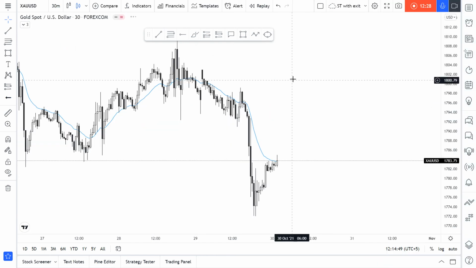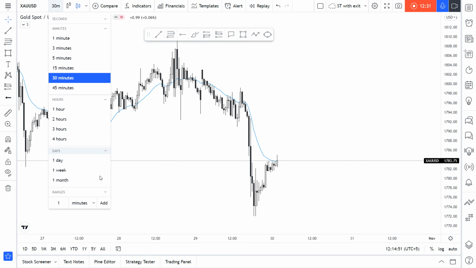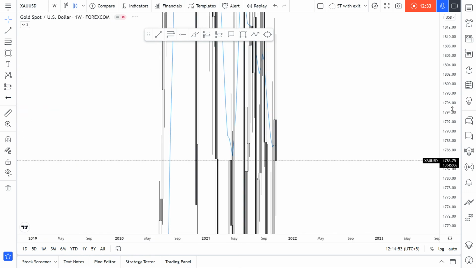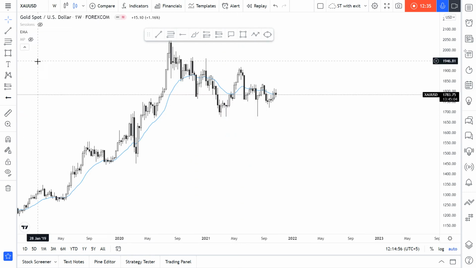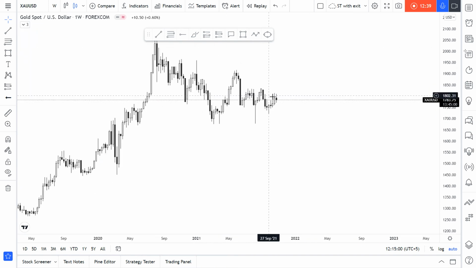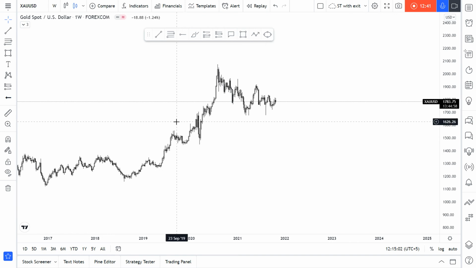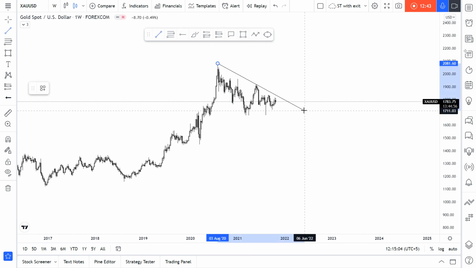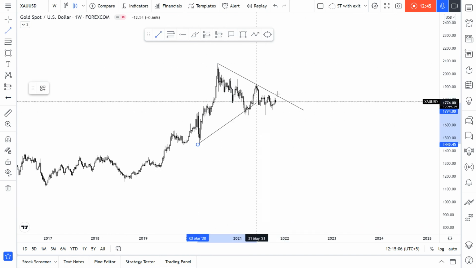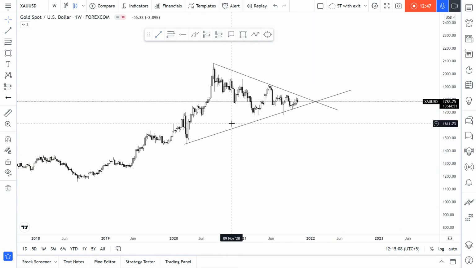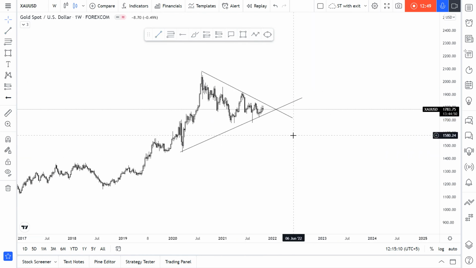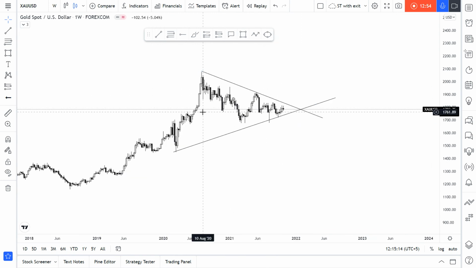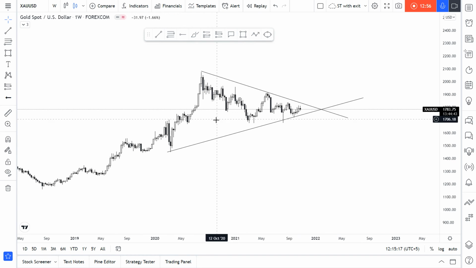Next, if anybody trades gold, let's have a look at the gold. Okay, let's hide the EMAs. Okay, it's kind of moving in a triangle. Overall, yeah, right, moving in the triangle, so it might break out to the downside or break out to the upside.